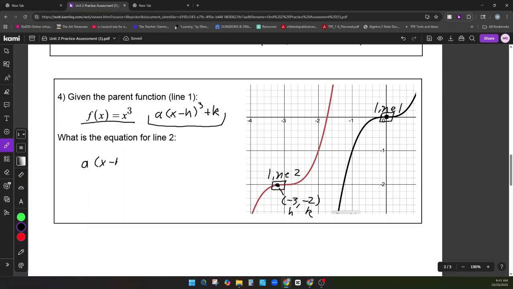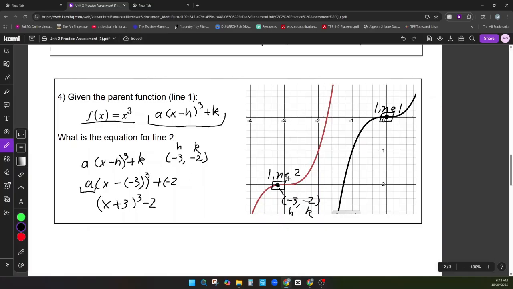So in this case, I know that my values are going to be a(x - h) to the third plus k, and my h, k is going to be (-3, -2). That's going to be my h, that's going to be my k. So I'm going to plug that in, and that's going to be a(x - (-3)) to the third plus -2. And of course, once we deal the negatives, that becomes (x + 3) to the third minus 2 is my vertex form.